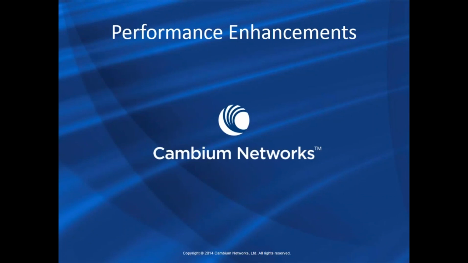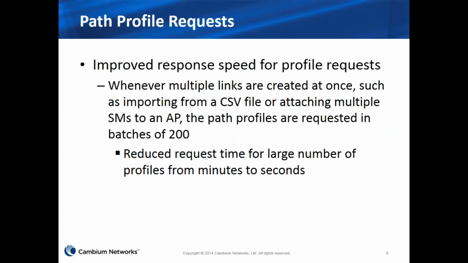Now we move on to look at some performance enhancements. The path profile system was originally developed for P2P links, where typically each link is created individually. However, we are seeing an increase in numbers of people using a CSV file import for all their P2P links, and obviously on PMP it's typical to attach multiple subscribers to an AP at one time. So as a result of that, we've now made a change where we batch the requests so that they're sent in chunks of up to 200 profile requests at one go back to the server.